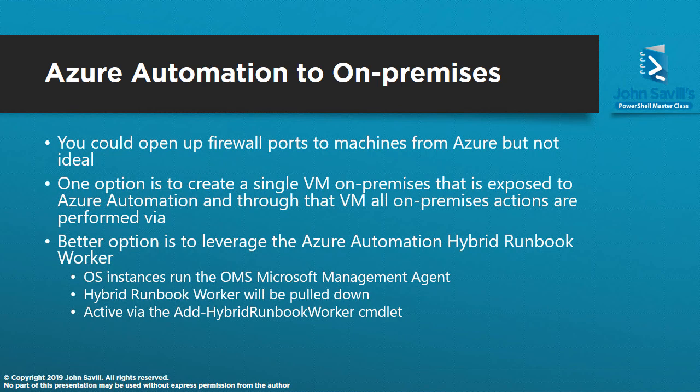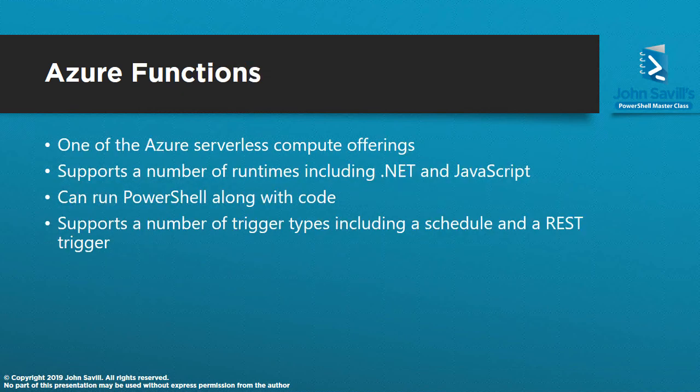Now, recently, Azure Functions has been talked about as a mechanism to run PowerShell. Azure Functions is one of the serverless compute options in Azure. It's purely consumption-based. I pay for the compute cycles it uses, unless I make it part of an app service plan, I have a choice there. But it supports .NET, JavaScript, and I can actually run PowerShell along with regular, like C# code, for example. It has a number of trigger types. This could be a schedule, it could be a REST trigger.